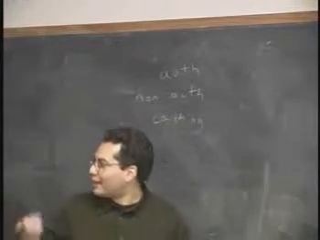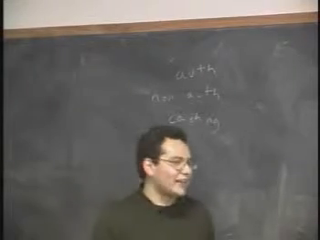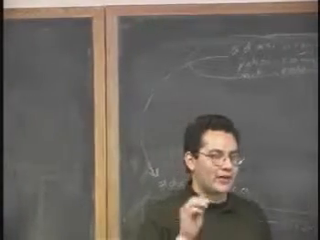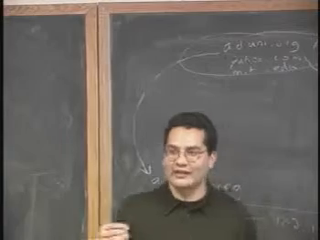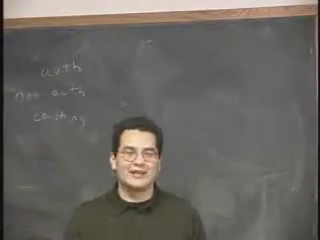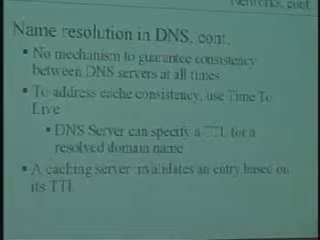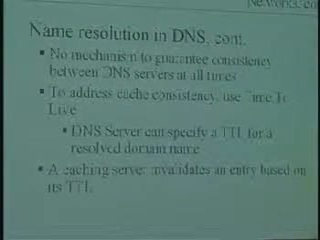Now, before we get into the repercussions of that, one thing that a client has to be told is whether or not the data that it's getting is coming from an authoritative or non-authoritative source. This is to help the client decide what to do in case it's getting something that's consistent or not. So this issue was brought up before. There is no mechanism that guarantees consistency for DNS at all times.